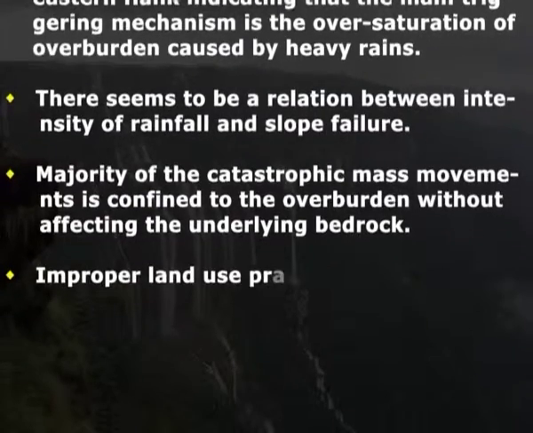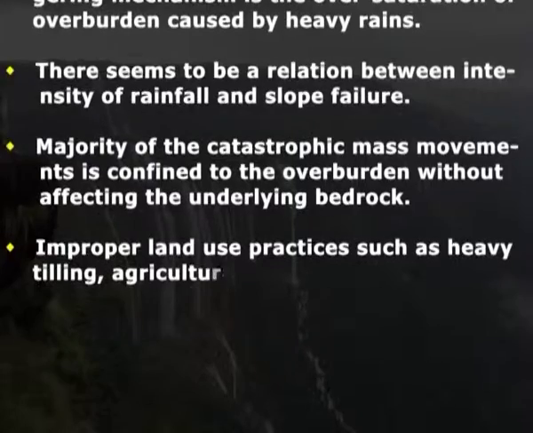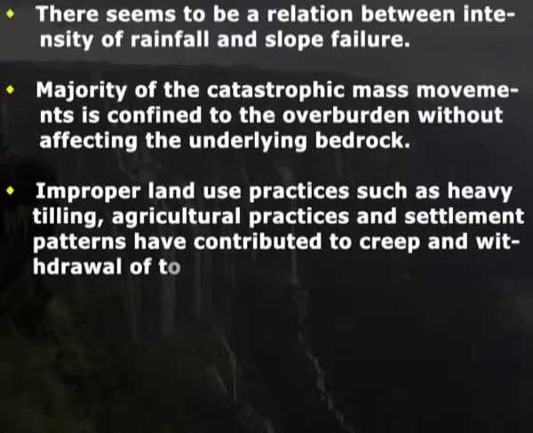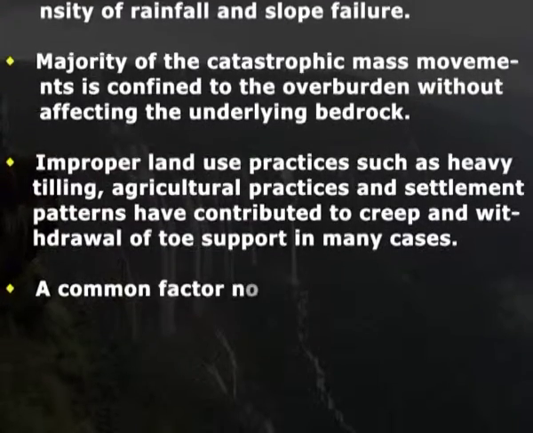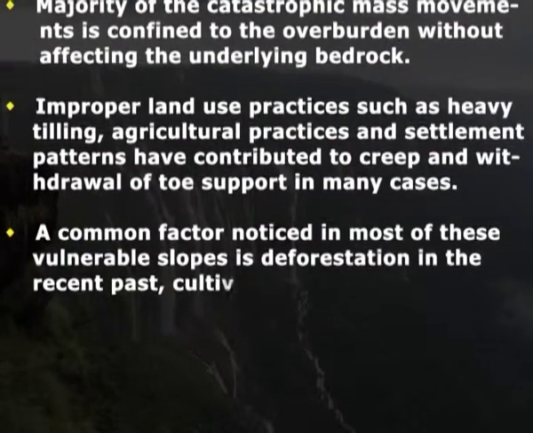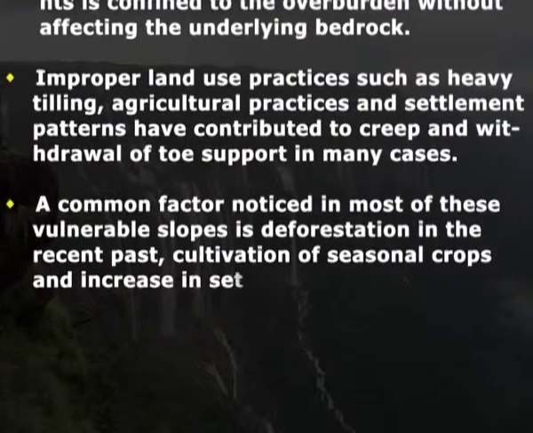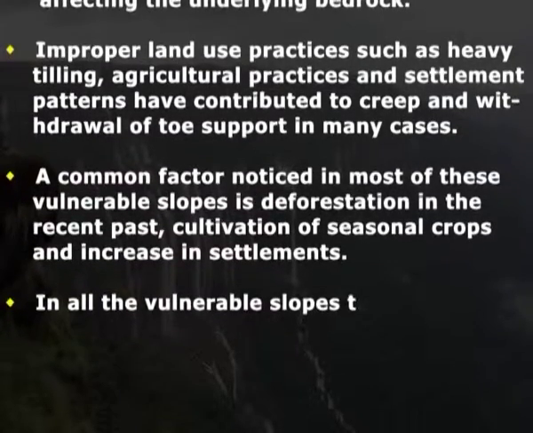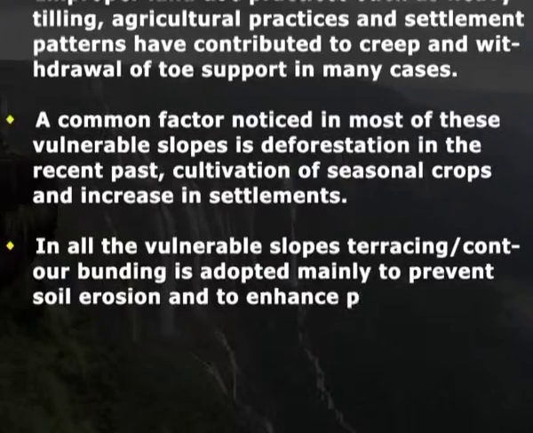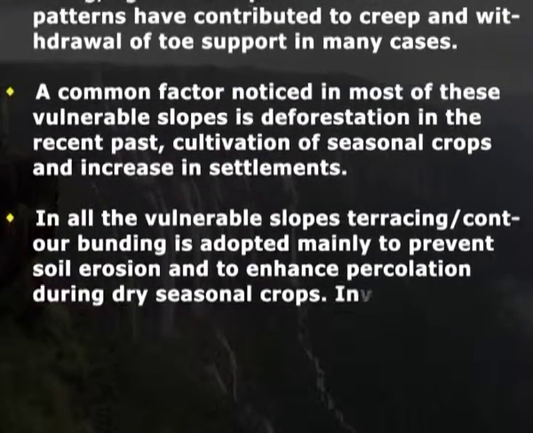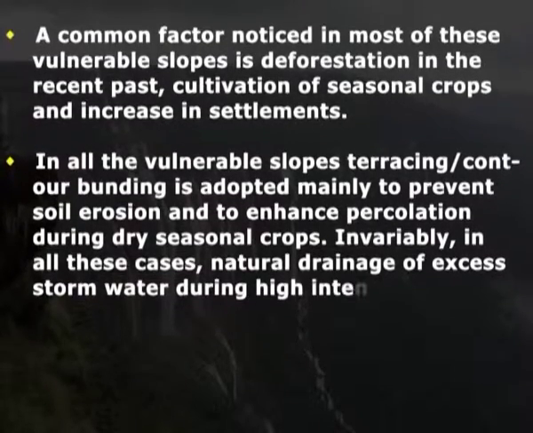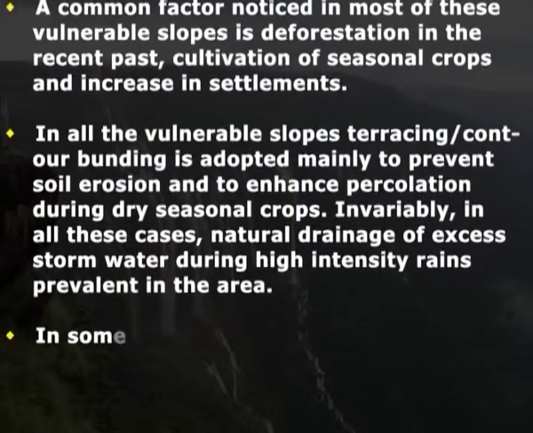Improper land use practices such as heavy tilling, agricultural practices, and settlement patterns have contributed to creep and withdrawal of due support in many cases. A common factor noticed in most of these vulnerable slopes is deforestation in the recent past, cultivation of seasonal crops, and increase in settlements. In all the vulnerable slopes, terracing and contour bunding are adopted mainly to prevent soil erosion and to enhance percolation during dry seasonal crops. Invariably, in all these cases, natural drainage of excess storm water is obstructed during high-intensity rains prevalent in this area.